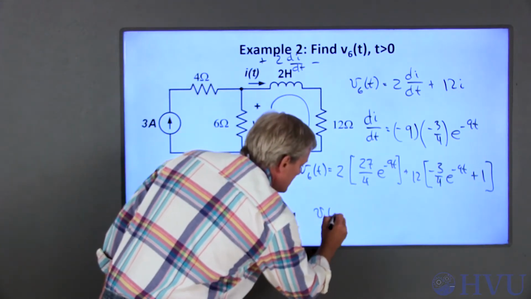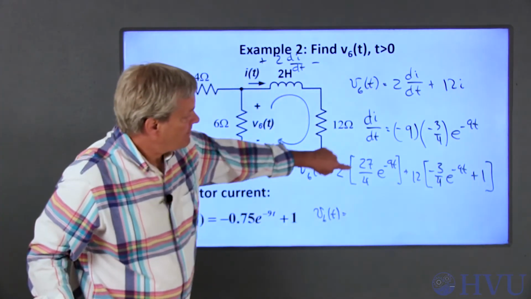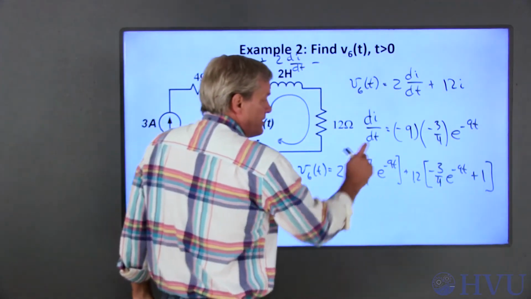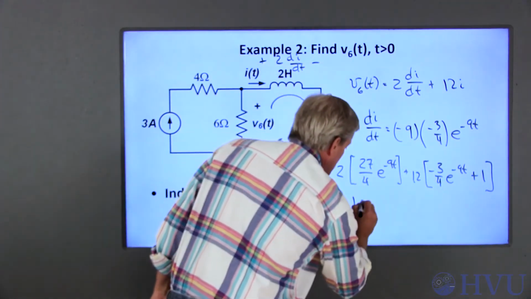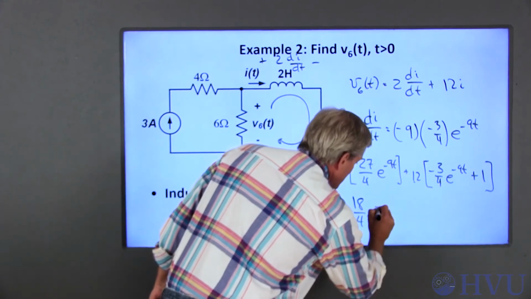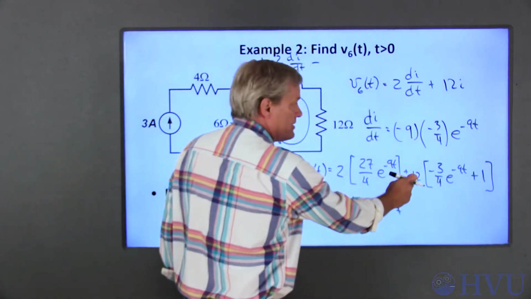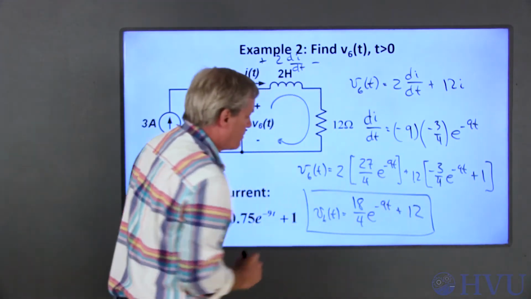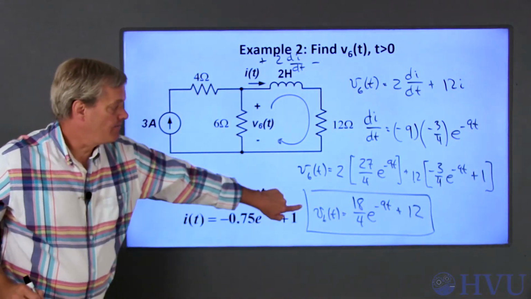Simplifying, V6 of t is equal to 2 times 27 is 54, 12 times 3 is 36, 54 minus 36 is 18 over 4 e to the minus 9t plus 12 times 1 is just 12. And this is the voltage across this 6 ohm resistor as a function of time.